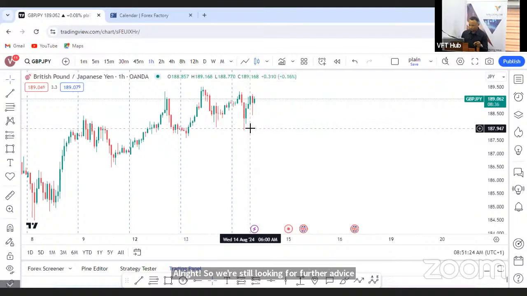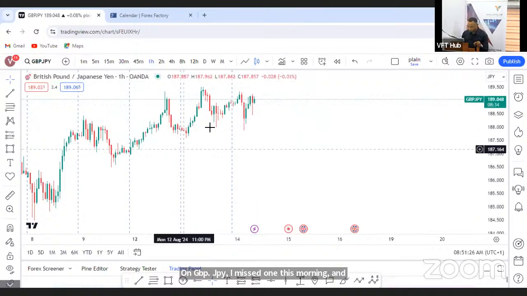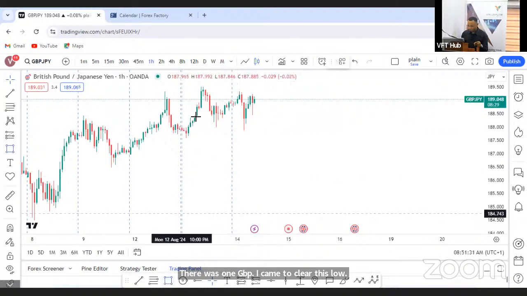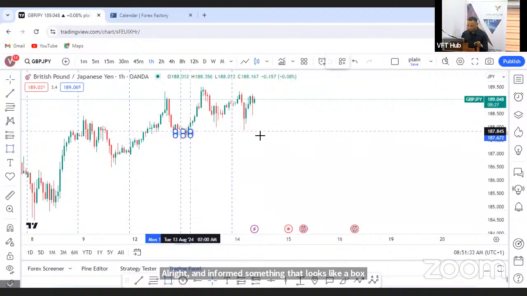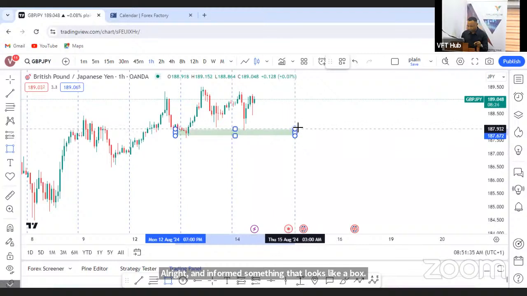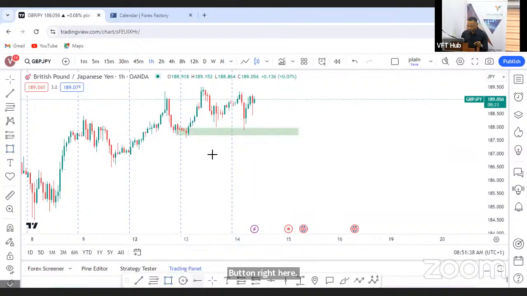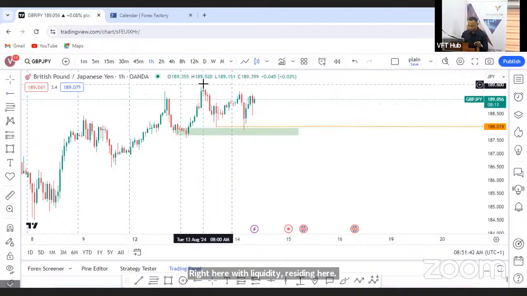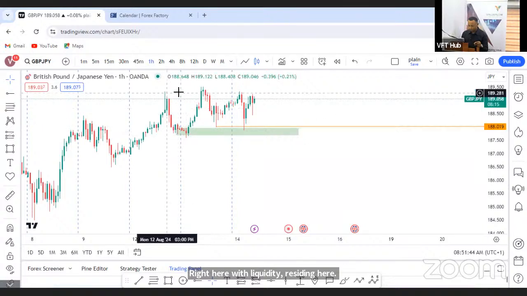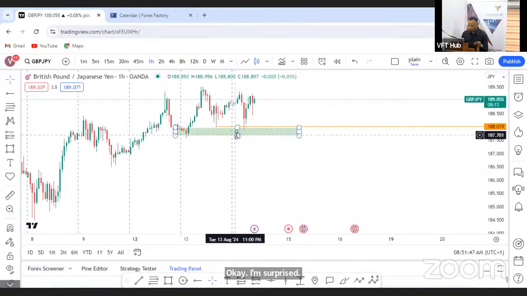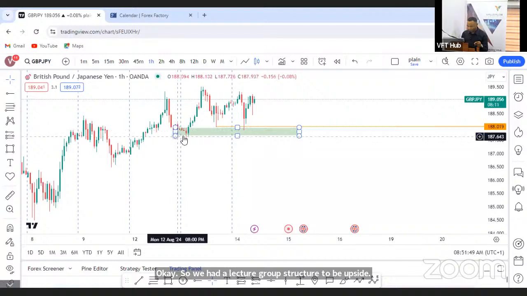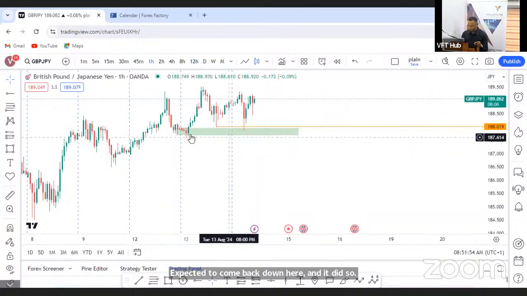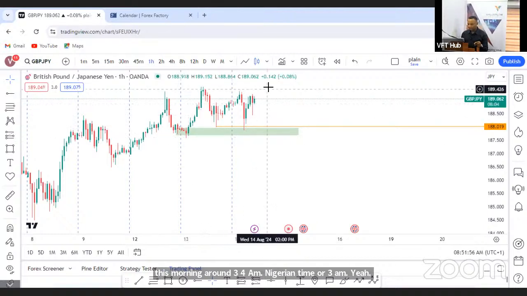I missed one this morning, and that was when GBP JPY came to clear this low. All right, and it formed something that looks like a box pattern right here, with liquidity residing here. Okay, so price traded above. We had a left shoulder, and price broke structure to the upside. We expected it to come back down here, and it did so earlier this morning around 4 a.m. Nigerian time or 3 a.m. Yeah. So after the return back here, price started expanding to the upside.